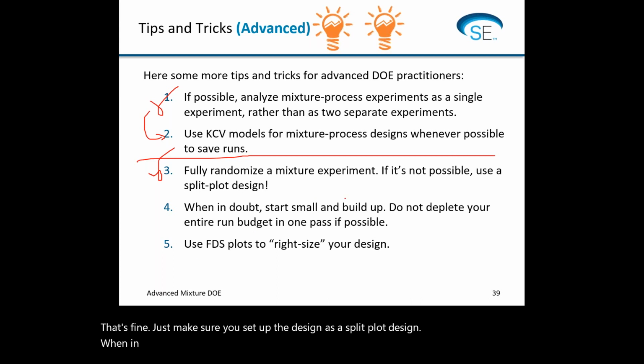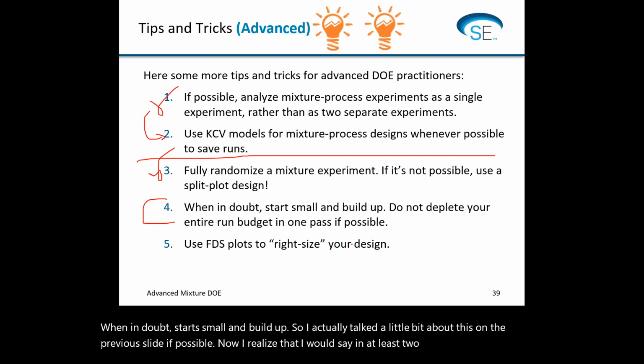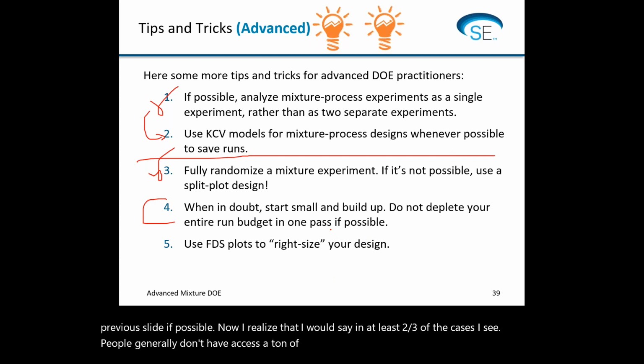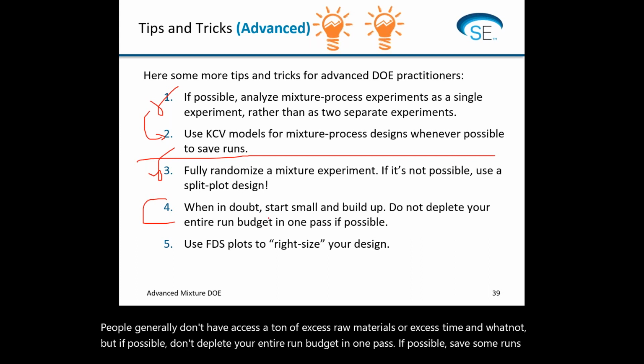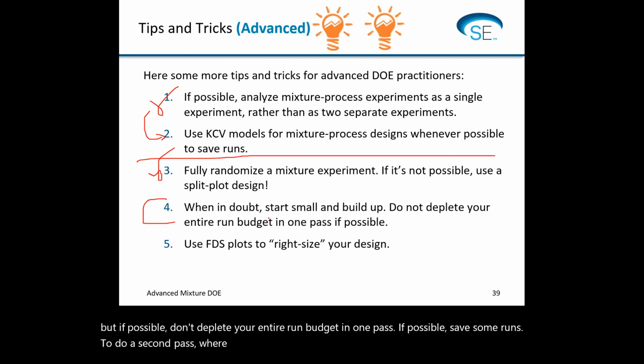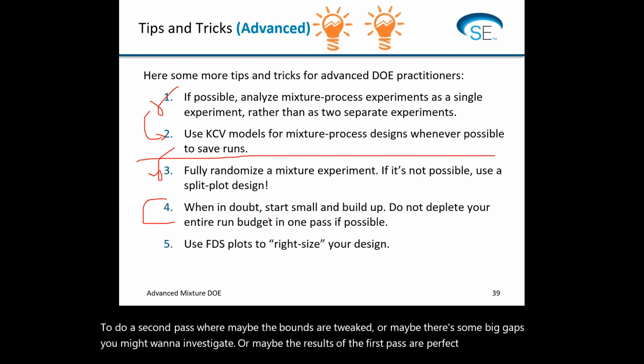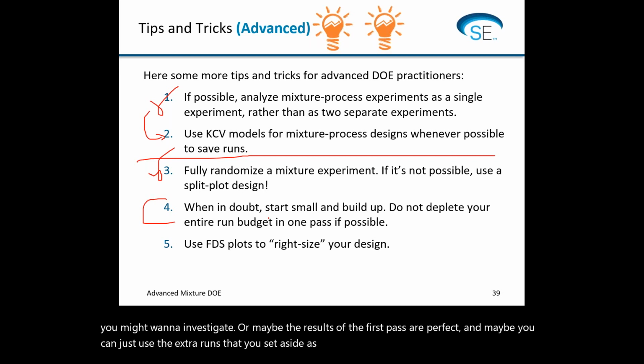When in doubt, start small and build up. So I actually talked a little bit about this on the previous slide. If possible, now I realize that I would say in at least 2/3 of the cases I see, people generally don't have a ton of excess raw materials or excess time and whatnot. But if possible, don't deplete your entire run budget in one pass. Save some runs to do a second pass where maybe the bounds are tweaked, or maybe there's some big gaps you might want to investigate, or maybe the results of the first pass are perfect and you can just use the extra runs that you set aside as confirmation runs, meaning just to validate the model is predicting well.